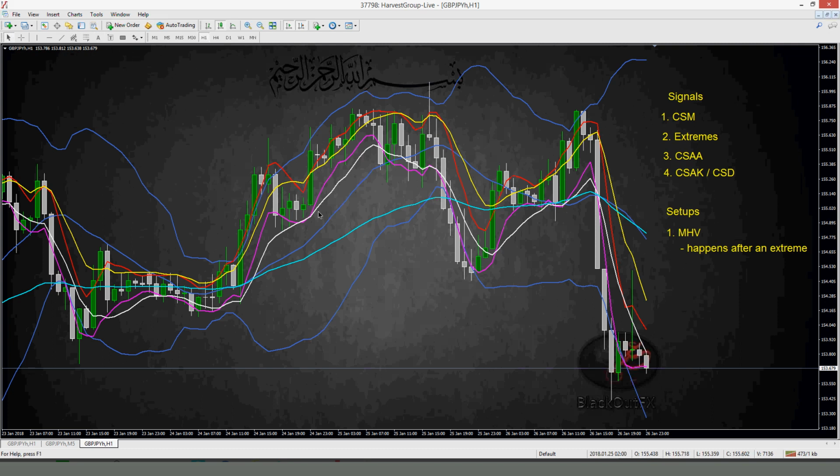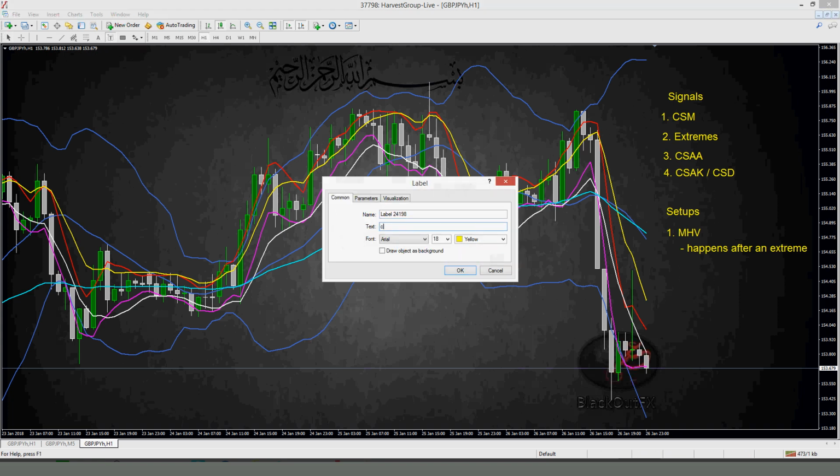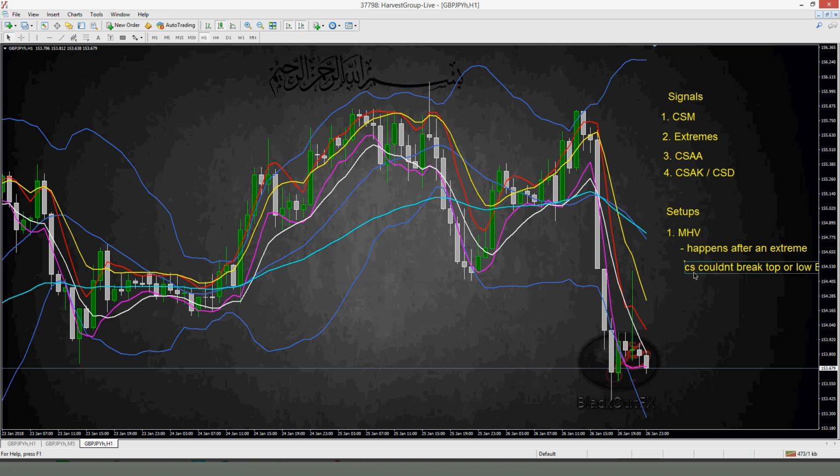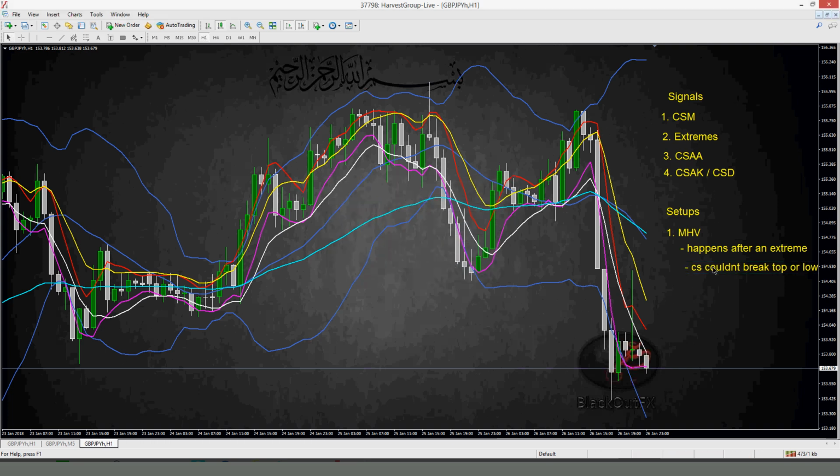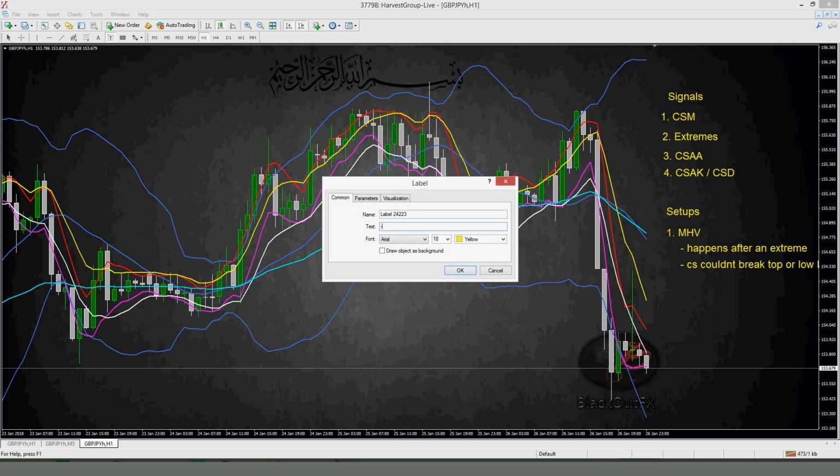All right. As you can see over here, you have an extreme, and then the next one is a CS that couldn't break top or low BB. So that's the second characteristic. The third characteristic is obviously you have reverse yes.